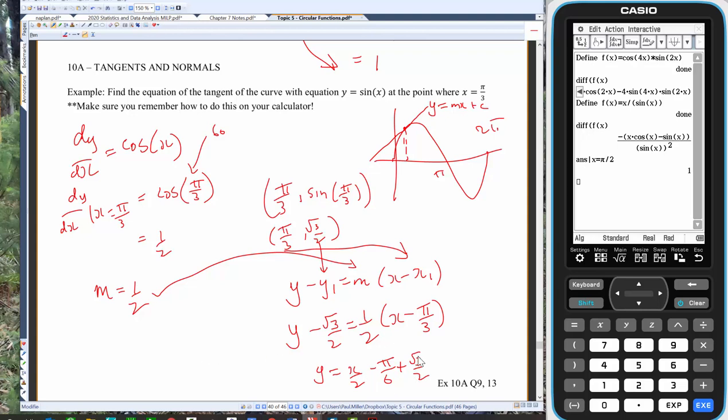Bet you never thought you'd see a y-intercept like that, all right? When x is equal to 0, the y-intercept is negative pi on 6 plus root 3 on 2. Got to be one of the ugliest y-intercepts of all time. That happens in the methods exam. You're going to get y-intercepts exactly like that. So back yourself in with those questions. All right, so there's 10A, so 9 and 13, only a couple of questions to do there.